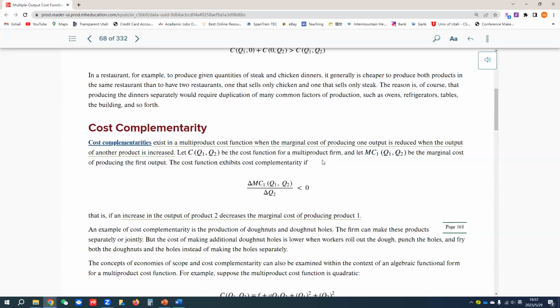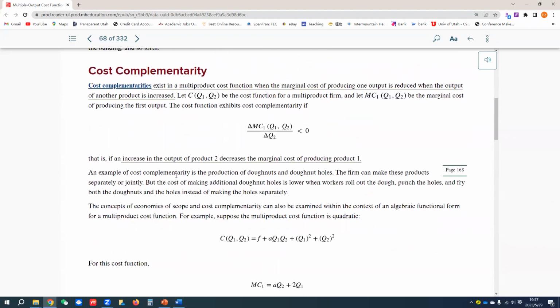Here is another example underneath: the production of donuts and donut holes. The firm can make these products separately or jointly, but the cost of making additional donut holes is lower when the workers roll out the dough, punch the holes, and fry both the donuts and holes, instead of making the holes separately.